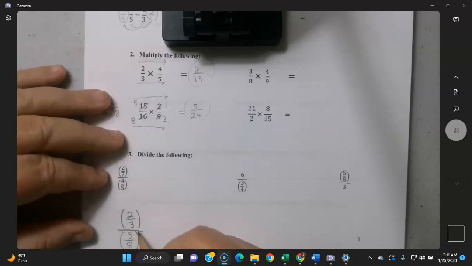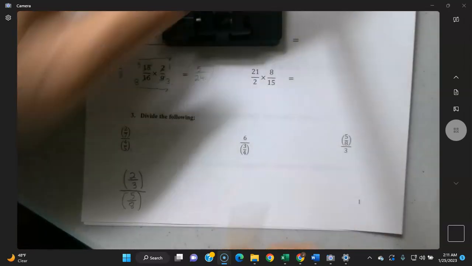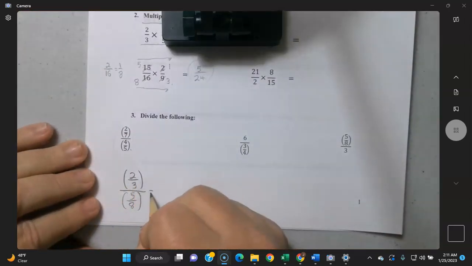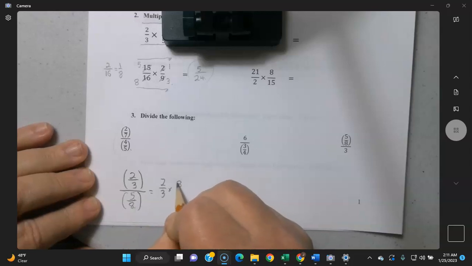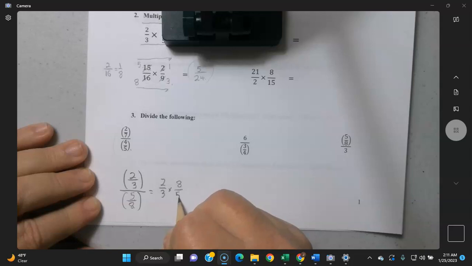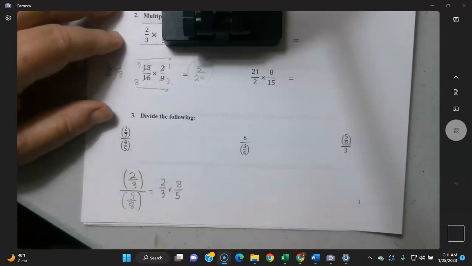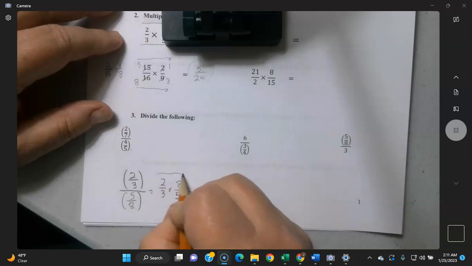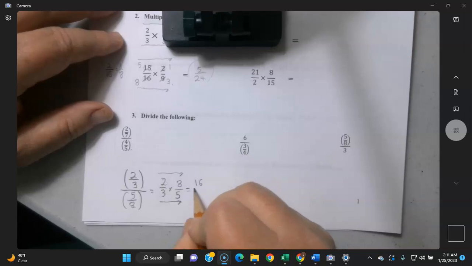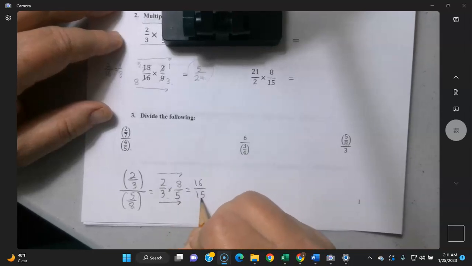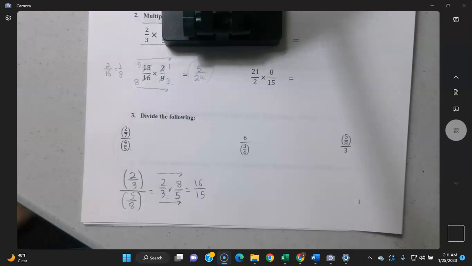What you do is you take the bottom and you flip it. You don't do anything to the top. Leave that alone. So it's 2/3 times the bottom flipped over, 8 over 5. There's nothing here that I can cancel, so I'm just going to multiply straight across just like we did up above. So 2 times 8 is 16. 3 times 5 is 15. When the top is bigger than the bottom, that's called an improper fraction. As far as I'm concerned, you can leave it as an improper fraction here. So that would be your answer. So again, leave the top alone.